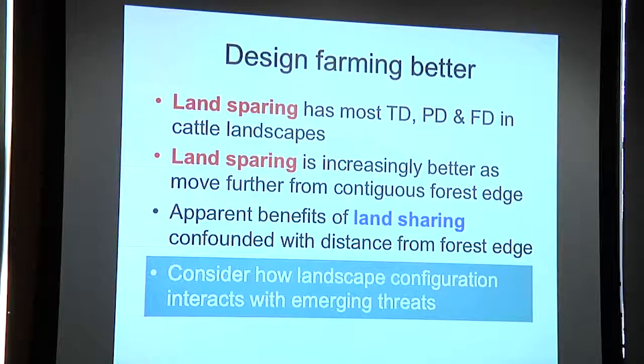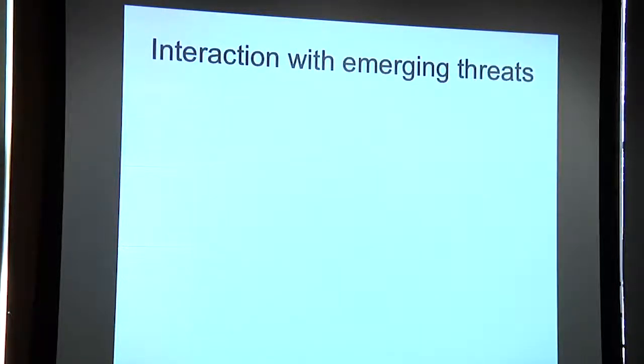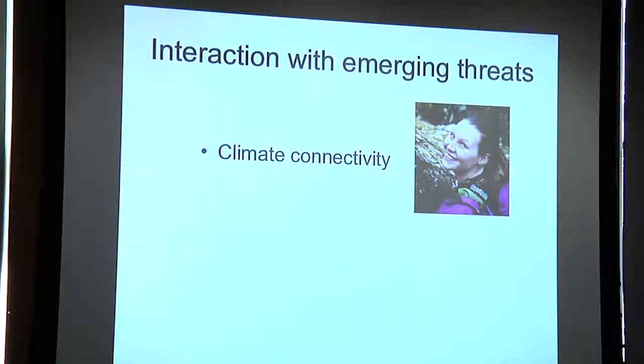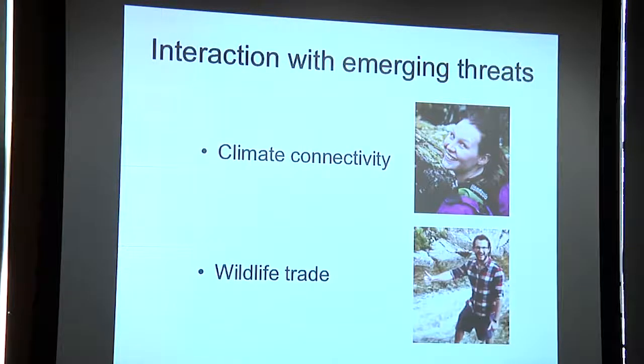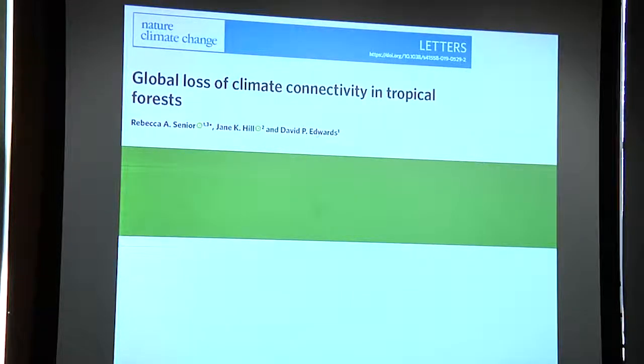So given that landscape configuration critically underpins the kinds of diversity you might expect, there's also the potential that landscape configuration would interact with other emerging threats that face diversity. So I'm going to focus on just a couple of other emerging threats. The first is climate change, and the work that Rebecca Senior, who's now actually based with David here at Princeton, has been doing, thinking about climate connectivity and how that manifests under different forms of land use change. And another one of my PhD students, Will Symes, was thinking about this in the context of wildlife trade. So we'll focus first on Rebecca's work on climate connectivity.